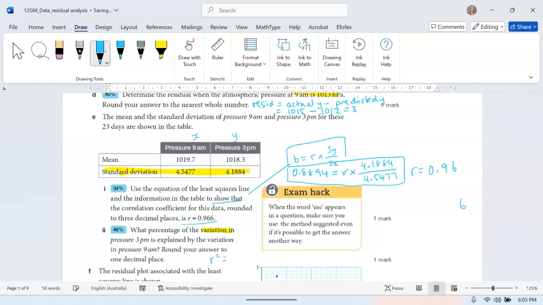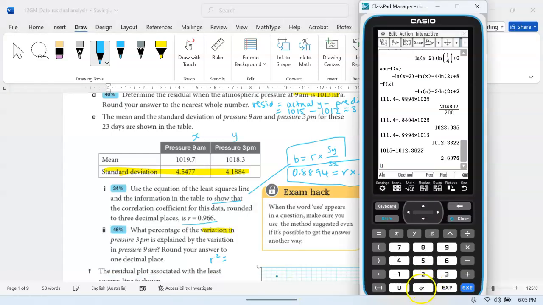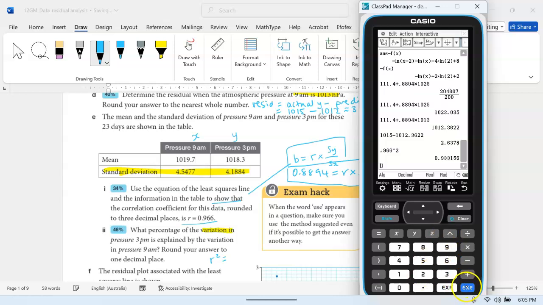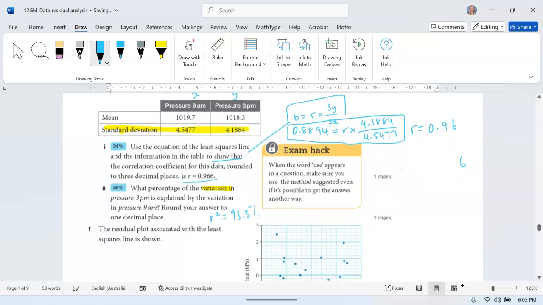Now, we were given R in the previous question. So all we need to do is square it. So 0.966 squared. And we're doing it as a percentage, so we multiply it by 100 and we're writing it to 1 decimal place, so 93.3%. Again, I would do more decimal places, but just because I said I wanted to go for 20 minutes and it's already 15 minutes, so let's move on.